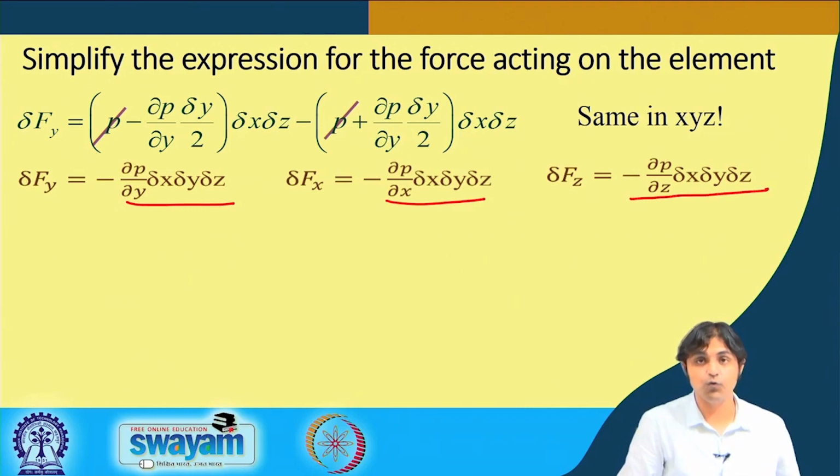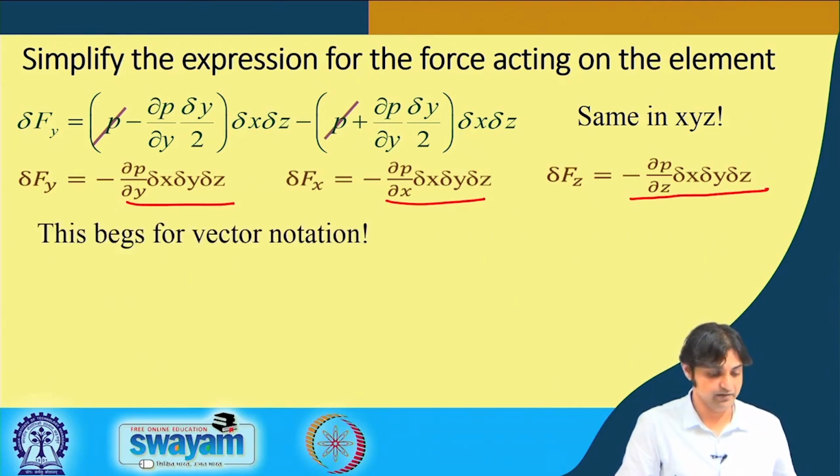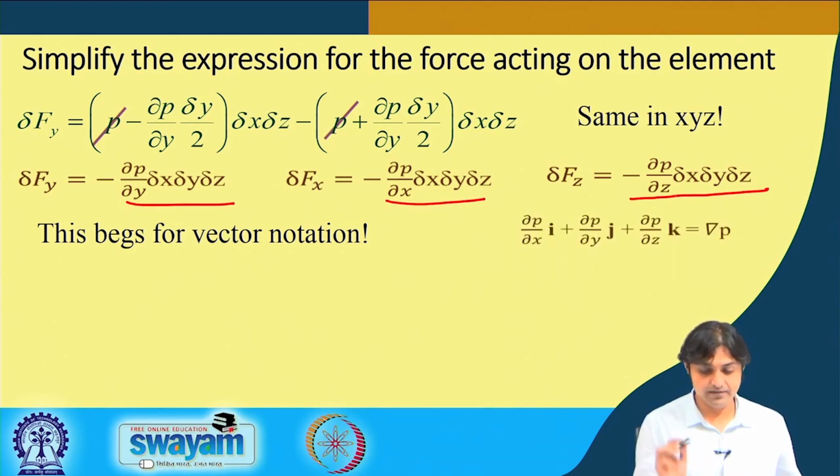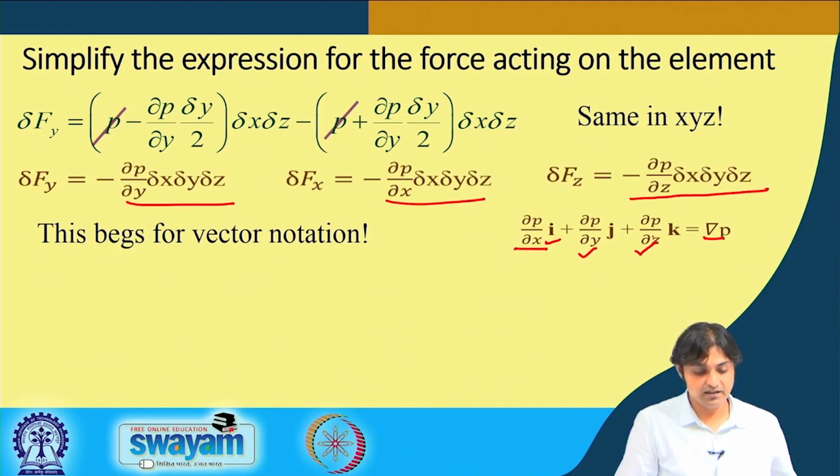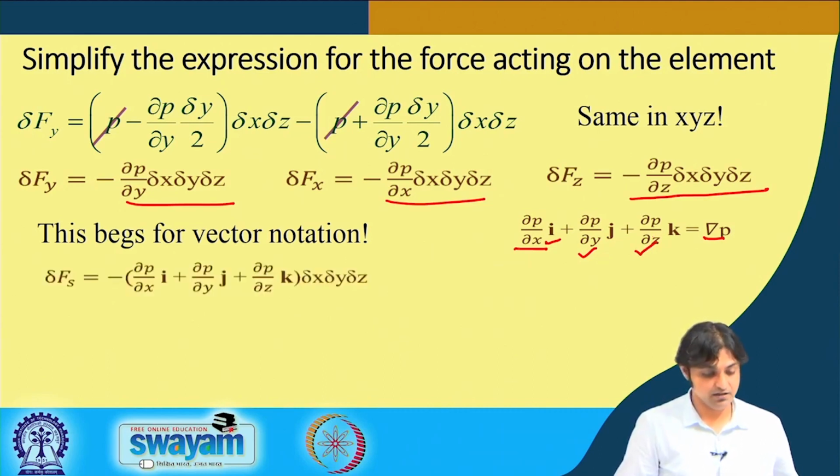It's just the force that we have calculated, the differential force because of the pressure gradient. Now we can write these forces in vectors. So if you see, the pressure can be written as delta P by delta x in i direction, delta P by delta y in j direction, and delta P by delta z in k direction.